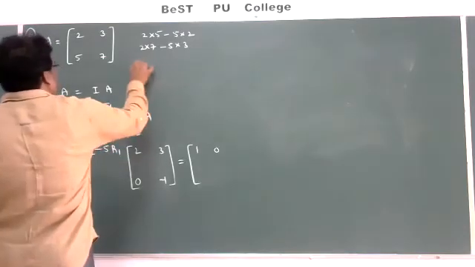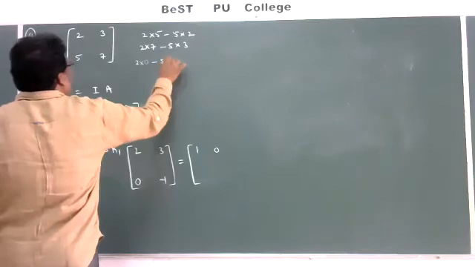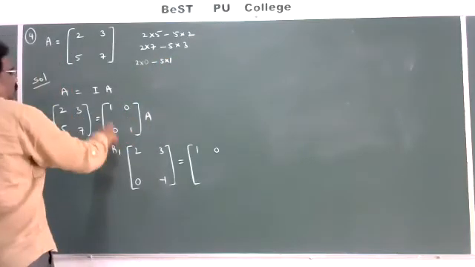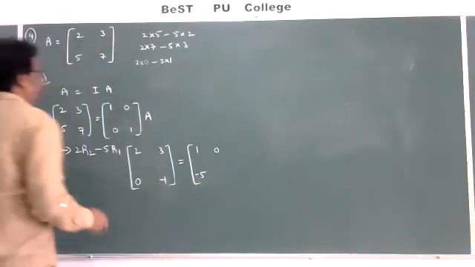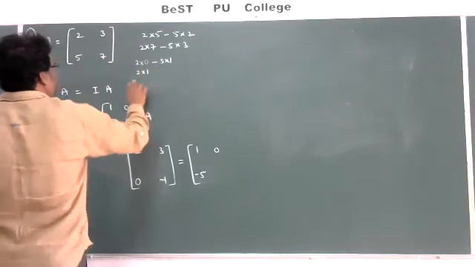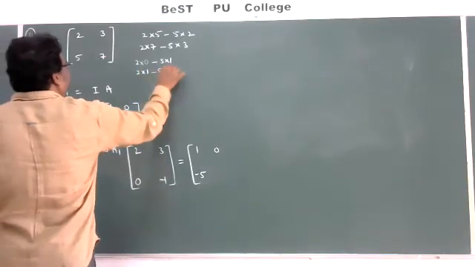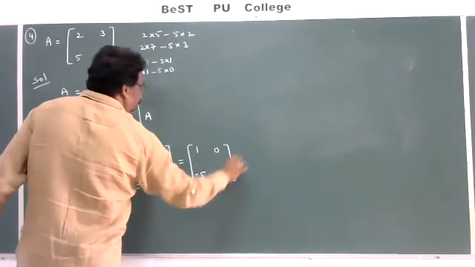So on the second row operation, apply the same operation here. 2 into 0 minus 5 into 1, that is minus 5. Yes, 2 into 1 minus 5 into 0, 2 minus 0, that is 2, here into A.